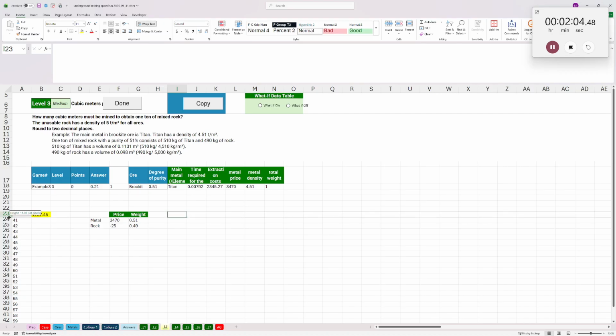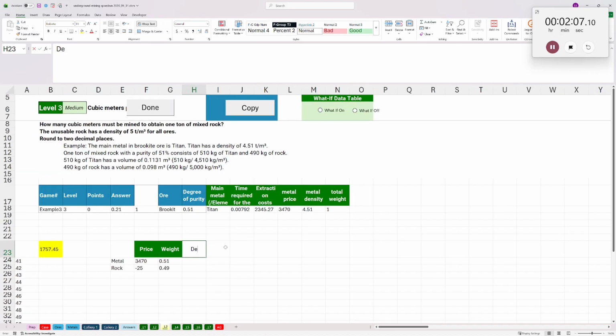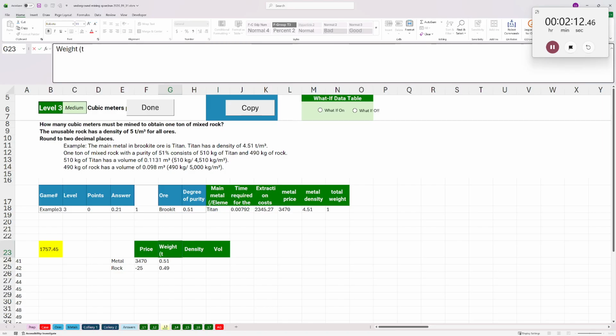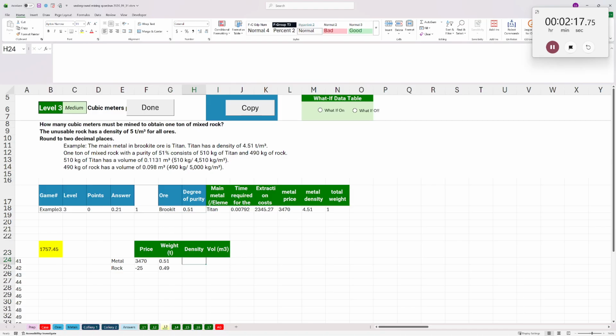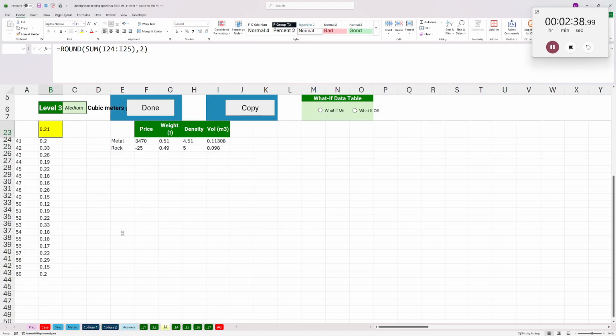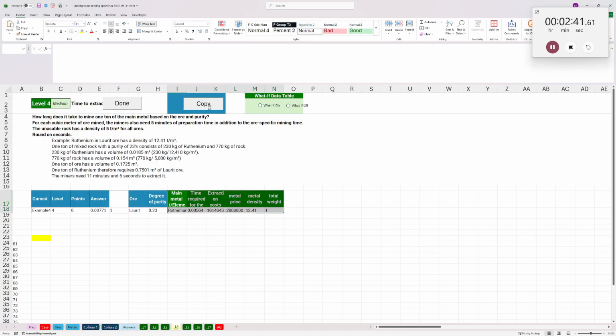Not necessary for the example, but it is necessary for some of the others. All right, for here, I'm going to need to figure out the density and the volume. So here's the weight in tons, and here's the volume in cubic meters. The density of the metal is given up here. The density of the rock is always 5 tons per cubic meter, according to the instructions. So just divide there and then round the sum of this to 2 decimal places to get the total volume of each ore.